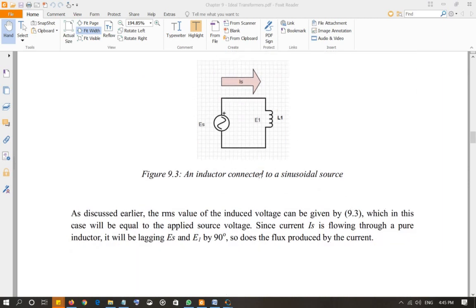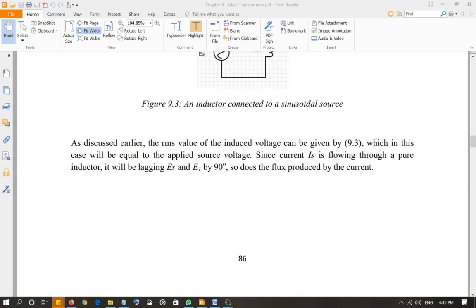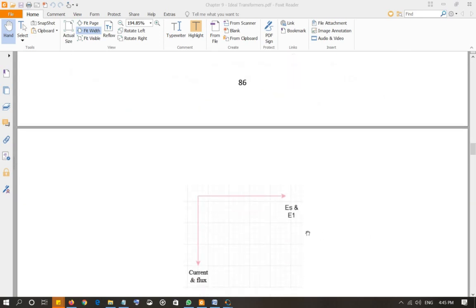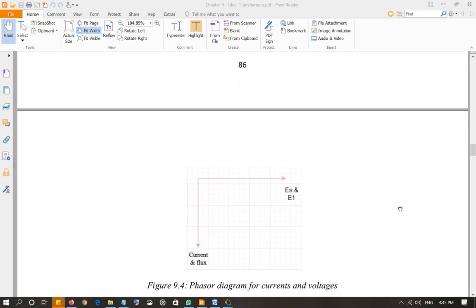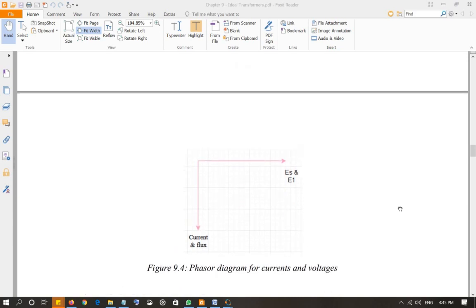Now since the current in an inductor lags the voltage by 90 degrees, the current in the circuit will lag both ES and E1 by 90 degrees, since ES and E1 are the same in this circuit. So if you look at the phasor diagram between the voltage and current, this is going to be the phasor diagram: ES and E1 on the 0 axis, and the current and flux lagging the voltage by 90 degrees. Okay, before we go to the next topic, let's look at an example.